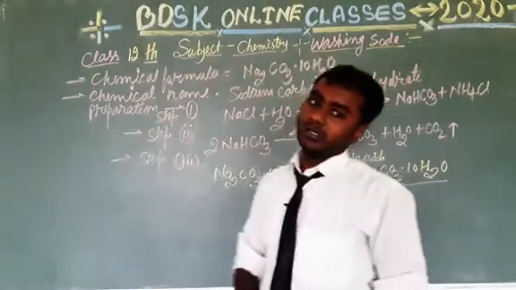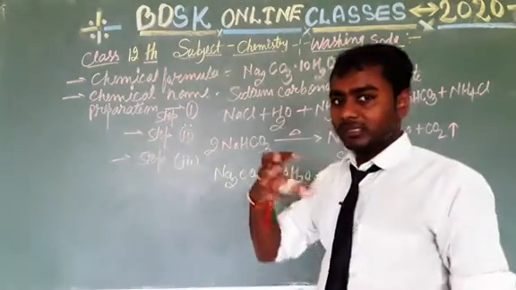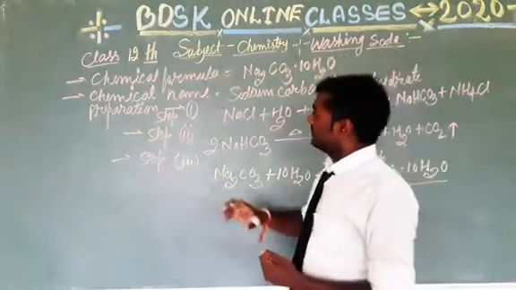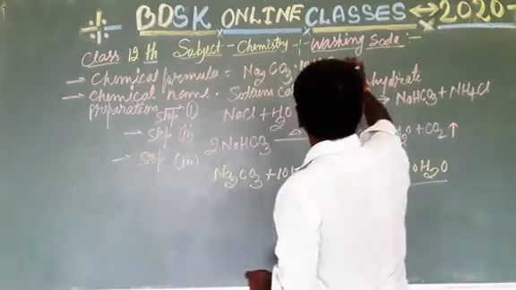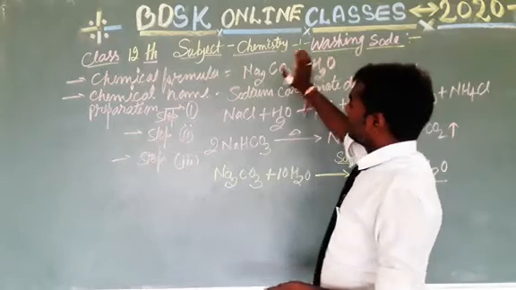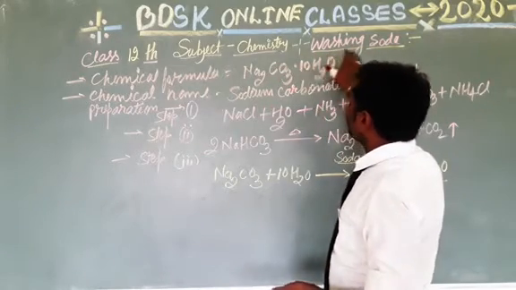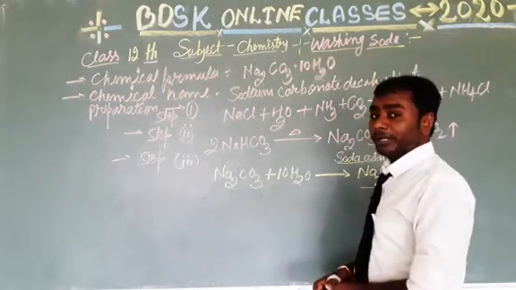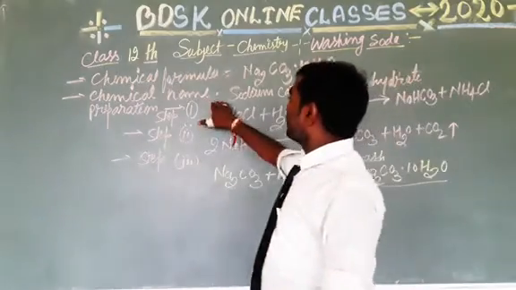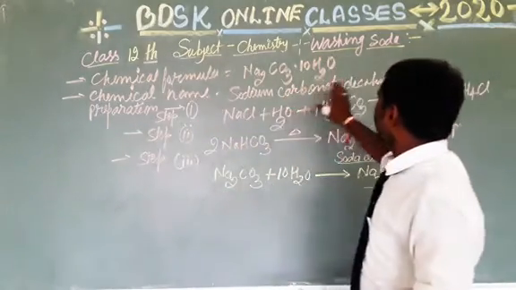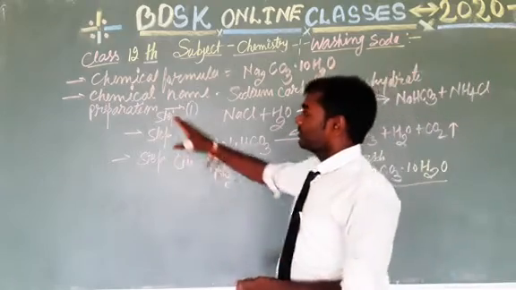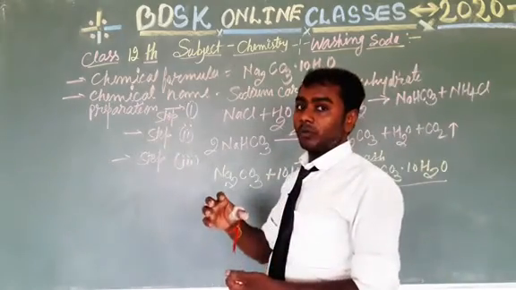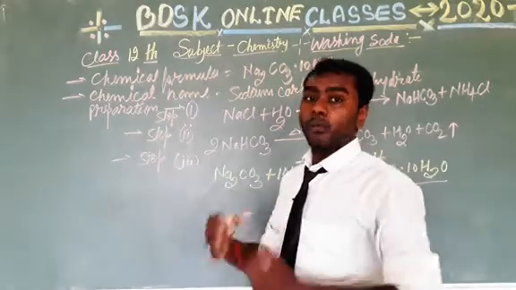Okay, that is your washing soda. So guys, you can simply see that the chemical formula of washing soda is Na2CO3 into 10H2O. Okay, the chemical name is sodium carbonate decahydrate. Okay, this is the preparation, how washing soda can be prepared.